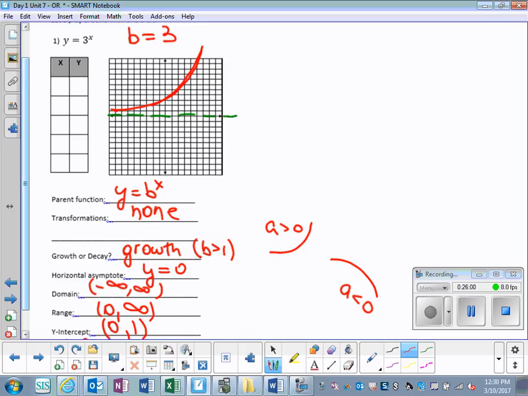So just find one point, always easy to use 0, so 3 to the 0 is 1. So I can plot that point 0, 1, right here. And I know my function should look something like this, yes? If I just wanted an approximation.